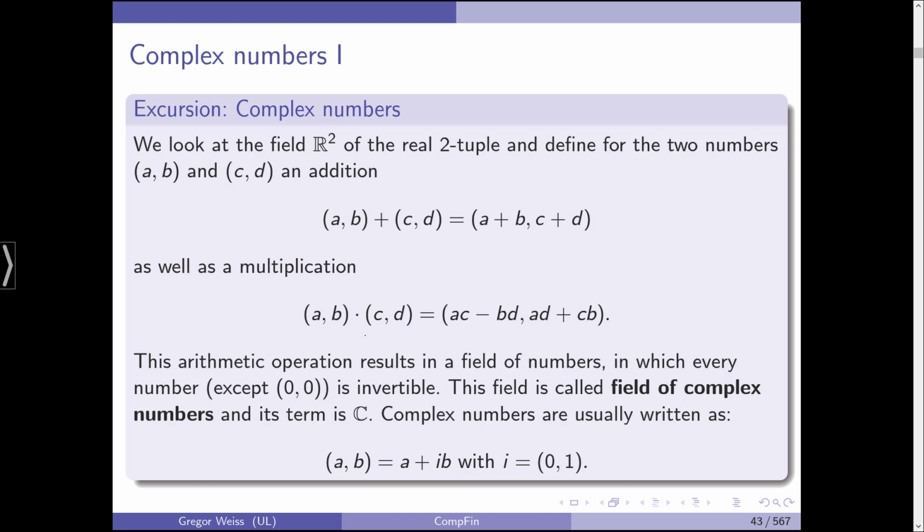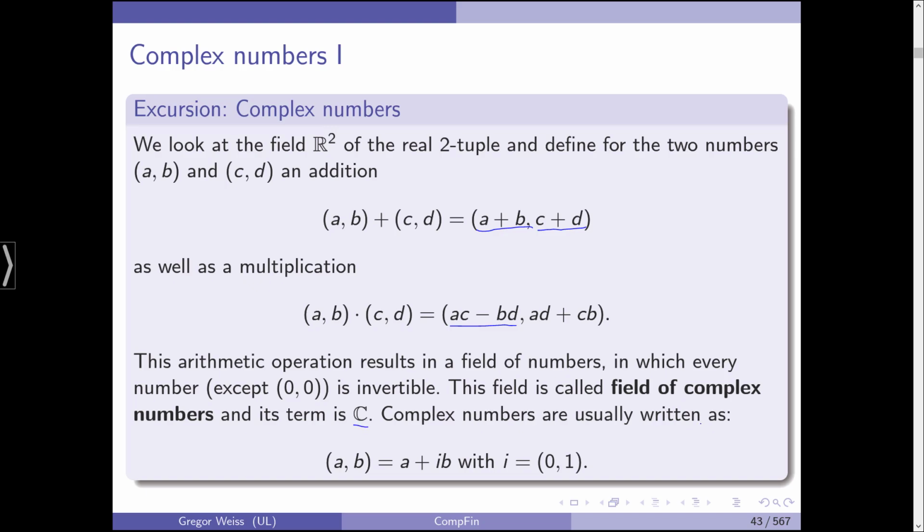We look at the field of the squared real plane, real 2-tuples, and define for 2 numbers (a, b) and (c, d), first of all an addition: first element plus first element, second element plus second element, and also a multiplication. (a, b) times (c, d) gives us as a result (ac minus bd, ad plus cb). Now these operations actually give us a field of numbers, in which every number except (0, 0) is invertible. So this field is called the field of complex numbers, and we write it with this double C.